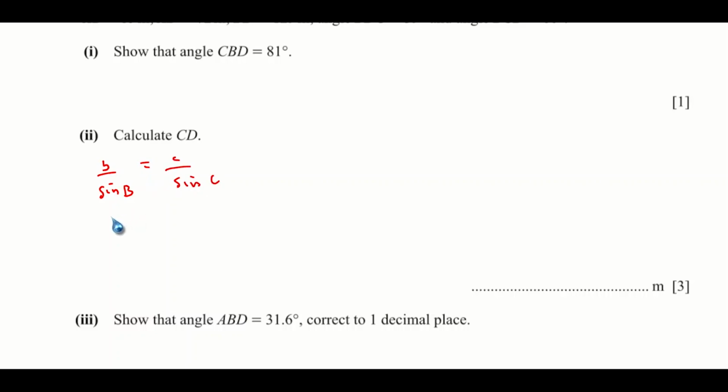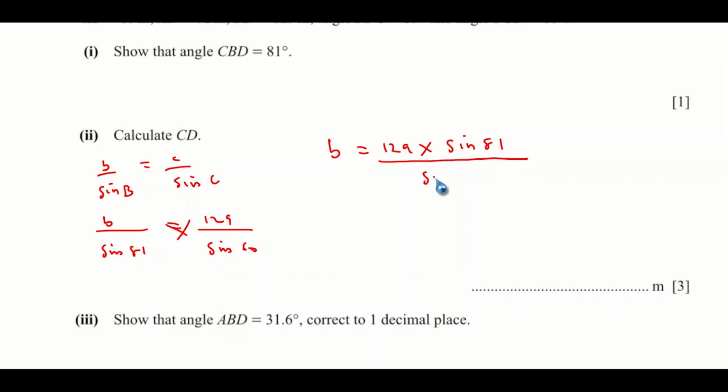So let's substitute the values there. We want to find side B over sine angle B, which is 81 degrees, equals C, which is 129, over sine C, that is sine 60. So I can cross multiply and make B the subject of the formula. So B will be equal to 129 multiplied by sine 81, everything divided by sine 60 degrees. So you can input this into your calculator, and the value of B should be equal to 147.